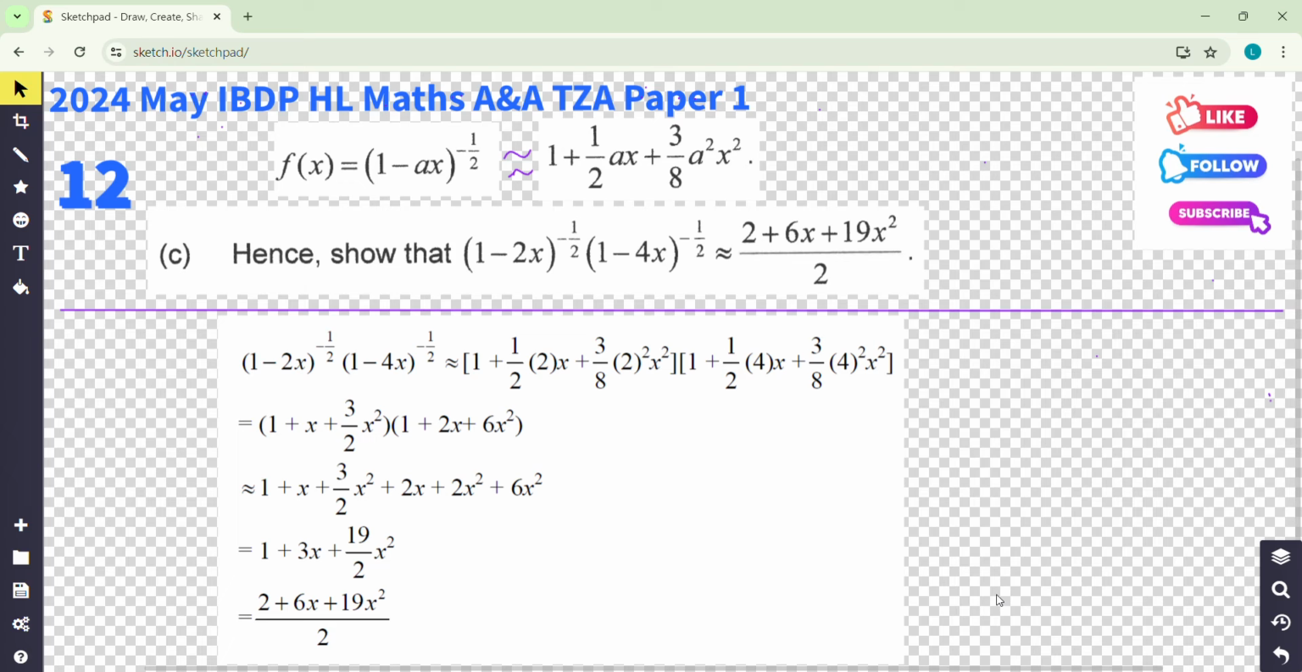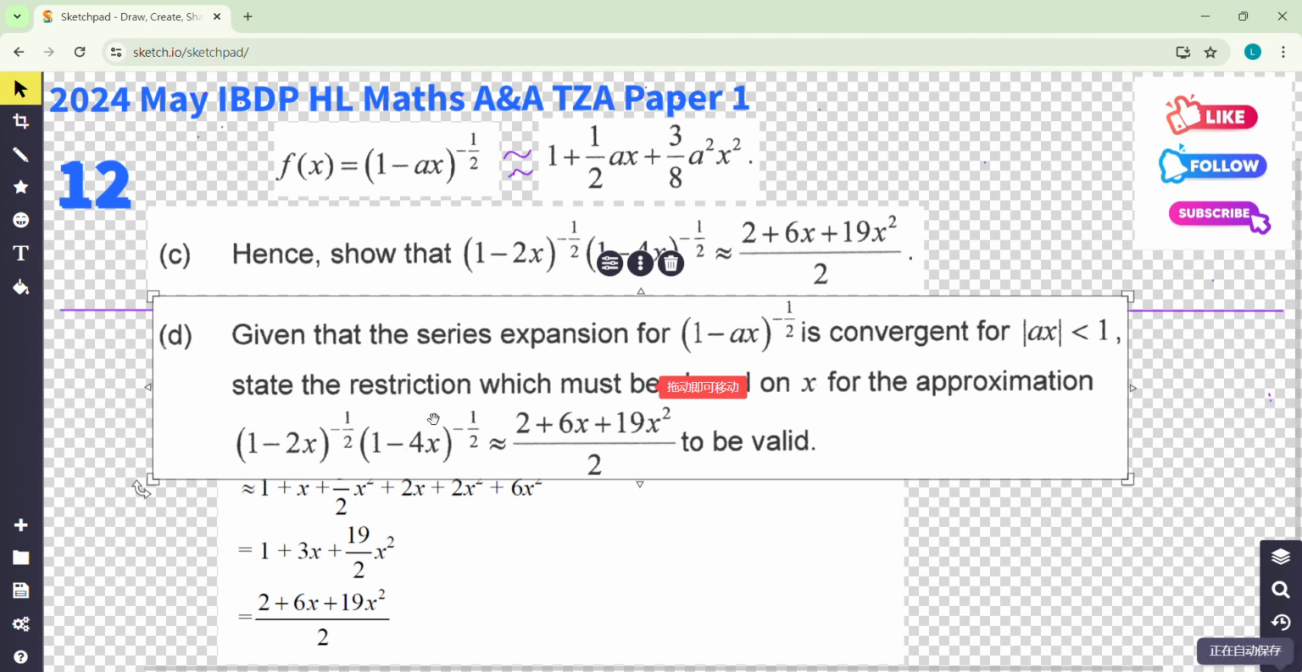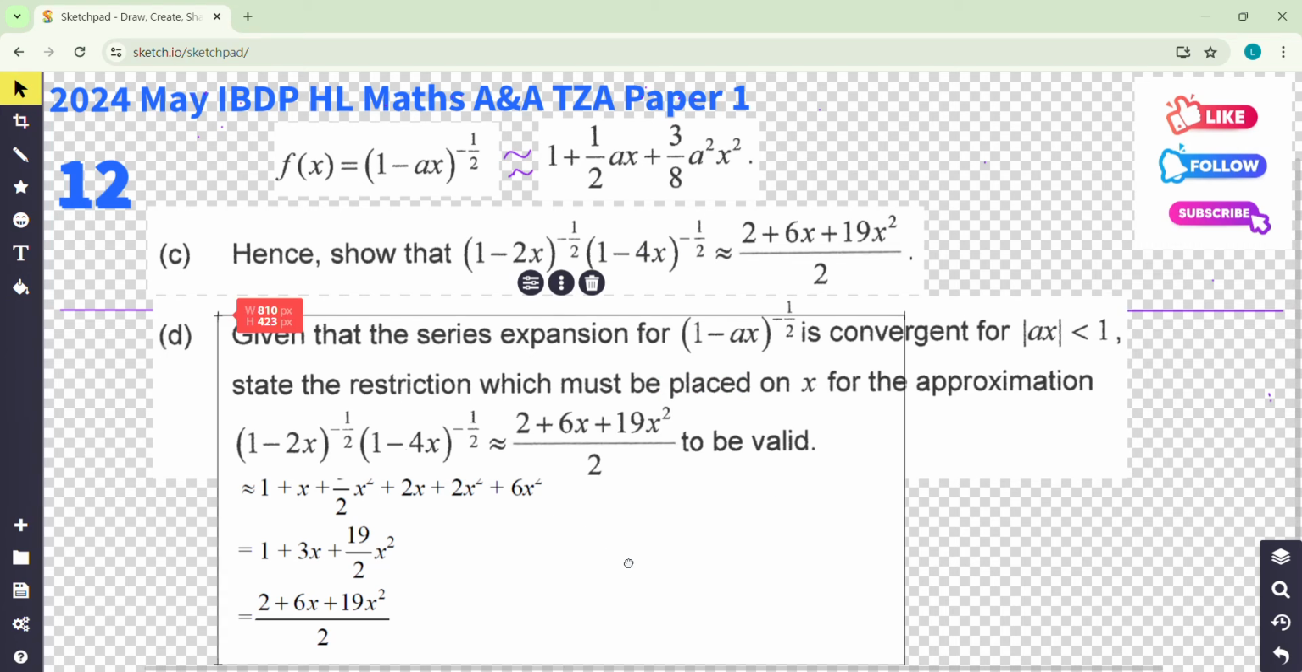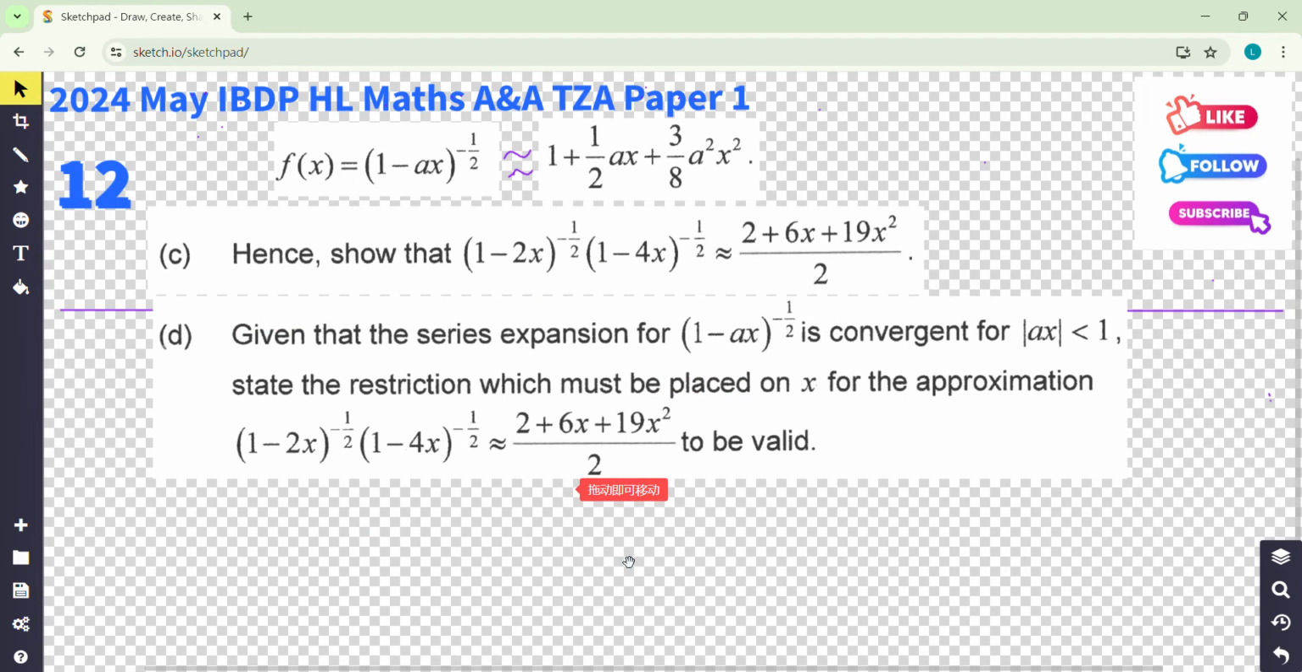So we talk about part D also. Part D is like this. They said that the series is convergent for absolute alpha x smaller than 1. What is the restriction for this series to be valid? Where is the restriction? Sometimes it's hard to understand. Can you see the restriction? No theory. The restriction is here.